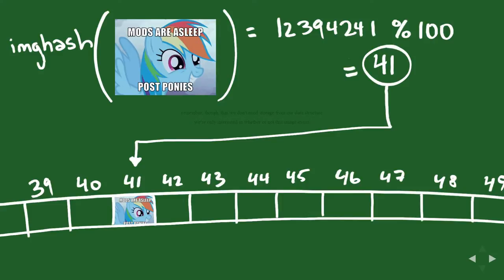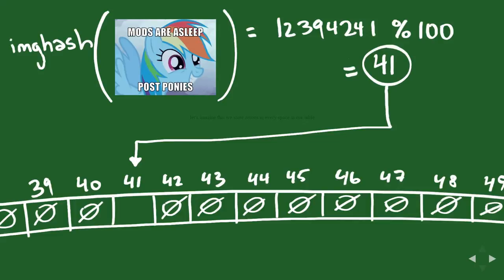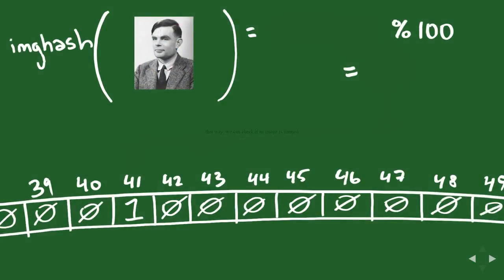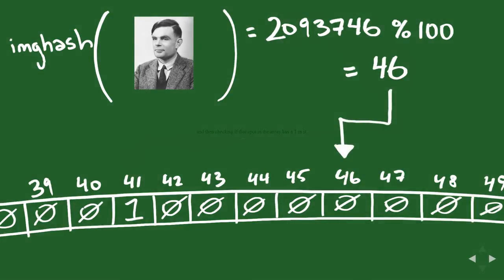Remember though, we don't need storage from our data structure. We're only interested in whether or not the image exists. Let's imagine that we store zeros in every space in our table. And we store ones where our hash functions land. That way, you can check if an image is banned by hashing it, modding it, and then checking to see if that spot in the array has a one in it. If there's no one there, we can't possibly have seen that image before.